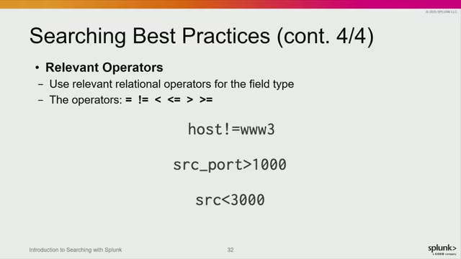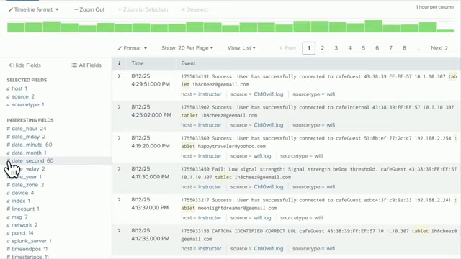Now we also have the ability to use operators. So we have operators that include the equal sign, not equals, less than or equal to, greater than or equal to. So if you're working with fields that contain numbers, and you can double check if a field contains a number by taking a look at our interesting fields sidebar, any fields that contain numbers are going to include this pound symbol. Any fields that contain strings are going to contain this letter A.